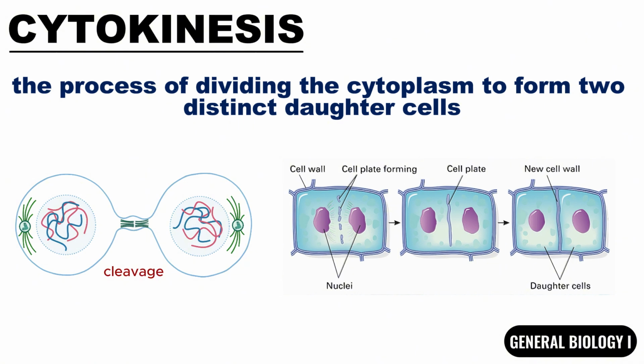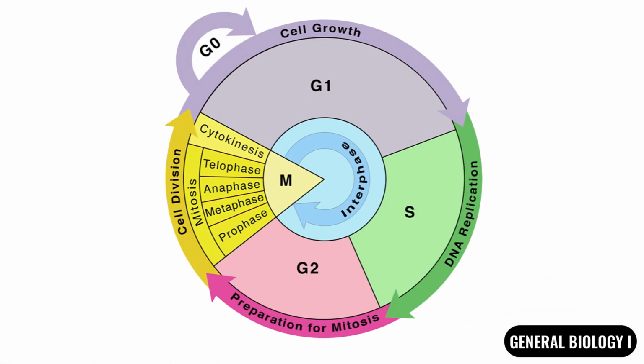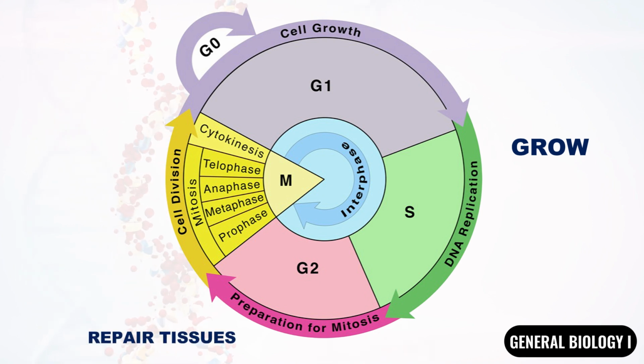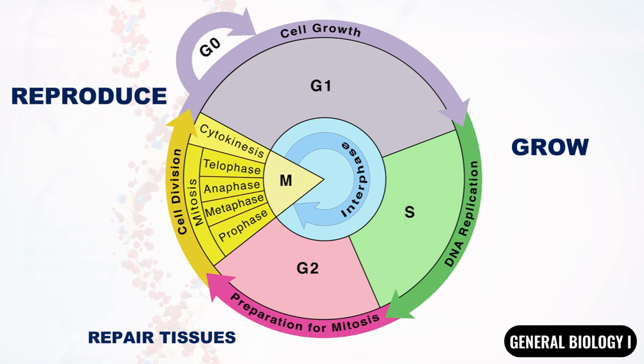Each daughter cell is now a fully functional, genetically identical copy of the original cell, ready to enter its own cell cycle. The cell cycle, with its carefully coordinated phases of interphase and mitosis, is fundamental to life. It's how organisms grow, repair tissues, and reproduce at the cellular level. The precision of these processes ensures that genetic information is accurately passed from one generation of cells to the next, maintaining the integrity of life.